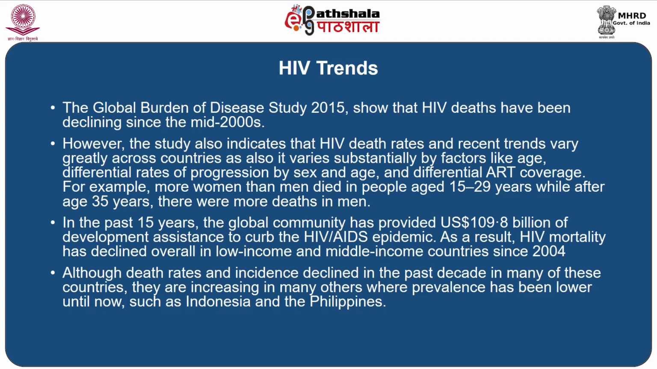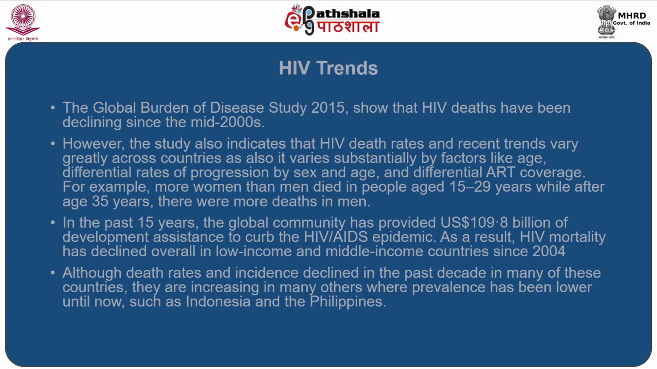In the past 15 years, the global community has provided $109.8 billion of developmental assistance to curb the HIV and AIDS epidemic. As a result, HIV mortality has declined overall in low-income and middle-income countries since 2004. Although death rates and incidence declined in the past decade in many of these countries, they are increasing in many others where prevalence has been lower until now, such as Indonesia and the Philippines.